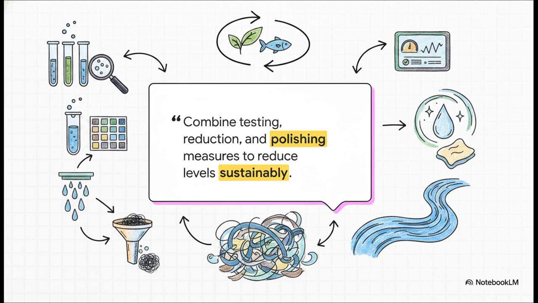By meticulously combining testing, relentless source reduction, targeted polishing measures, and then, maybe most importantly, constantly adjusting based on your real-world measured results, you literally transform what looks like chaotic, uncontrollable water chemistry into a highly manageable, incredibly sustainable process.